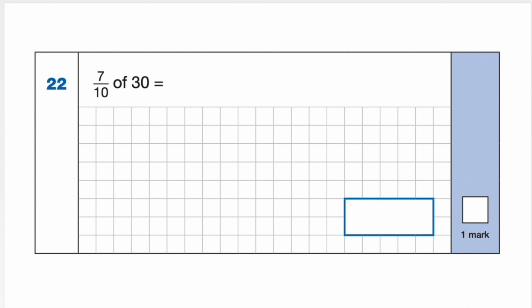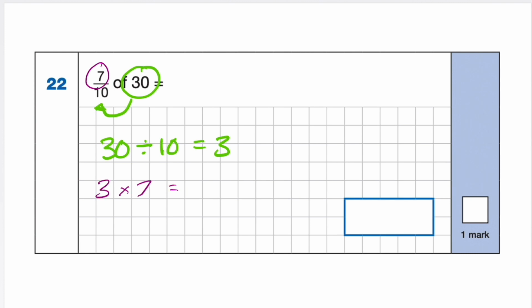Now we're looking at a fraction of an amount, and the amount is 30. And we're looking for 7/10 of this 30. So what we need to do first is find out what 1/10 is by dividing it by 10. So 30 divided by 10 equals 3. But we weren't looking for just 1/10, we wanted 7/10. So now we'd get 3 multiplied by our 7 equals 21. So my answer is 21.